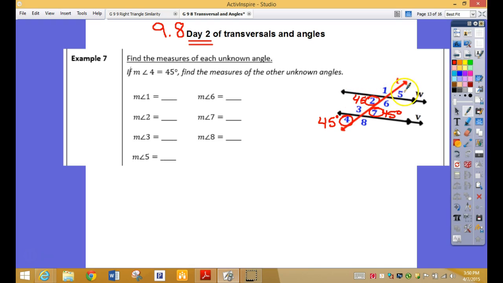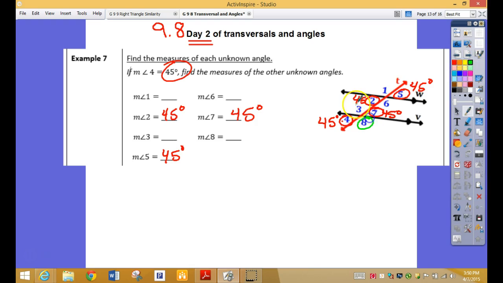And then again now here, 2 and 5 are what kind of angles? Just like 4 and 7, vertical angles, so this one also is 45 degrees. So 2, 5, 4, and 7 are all 45 degrees. Now we need to find the other missing 4.